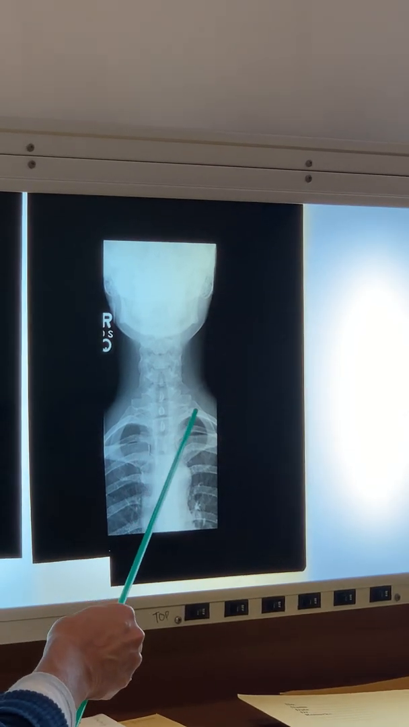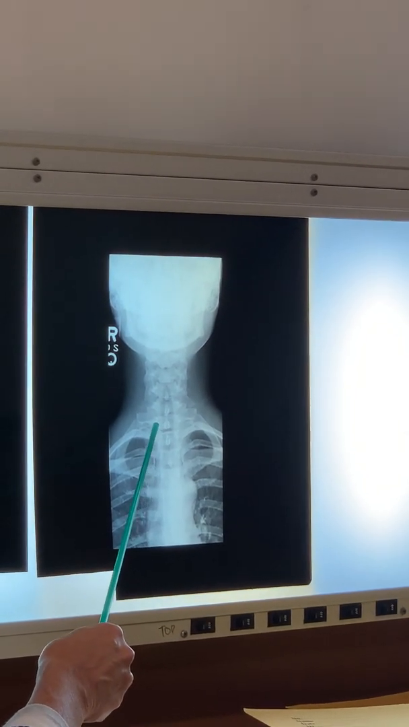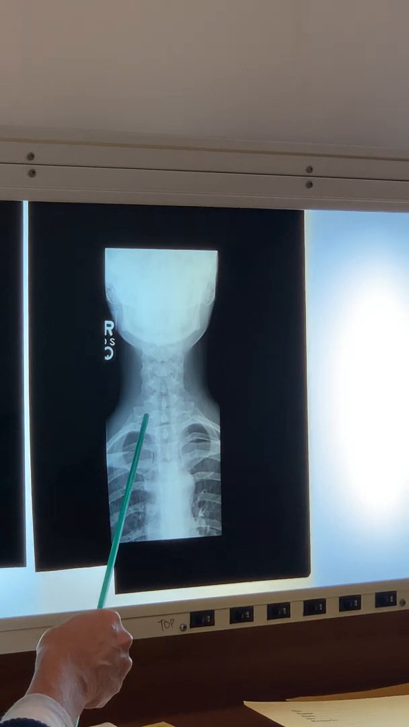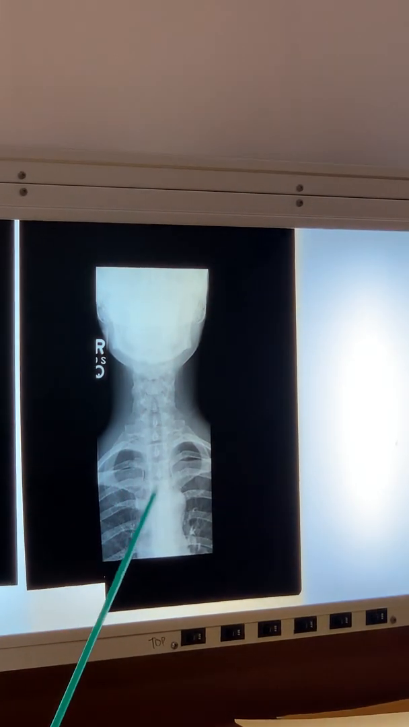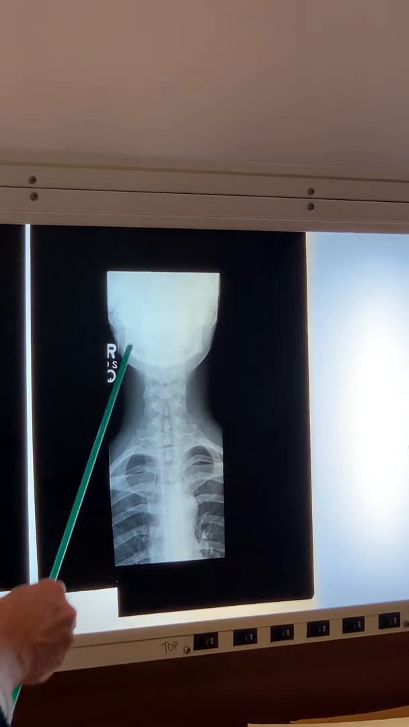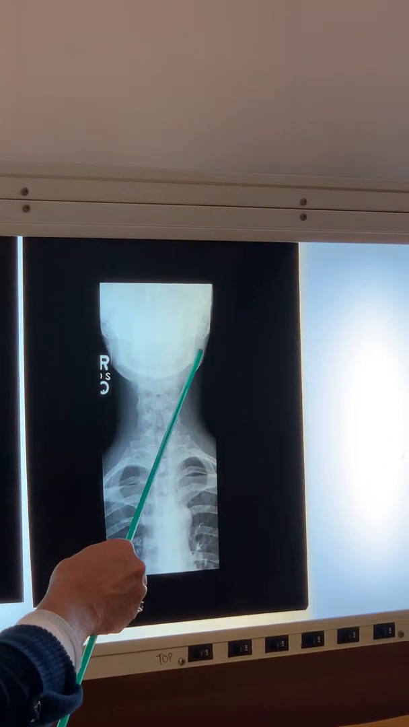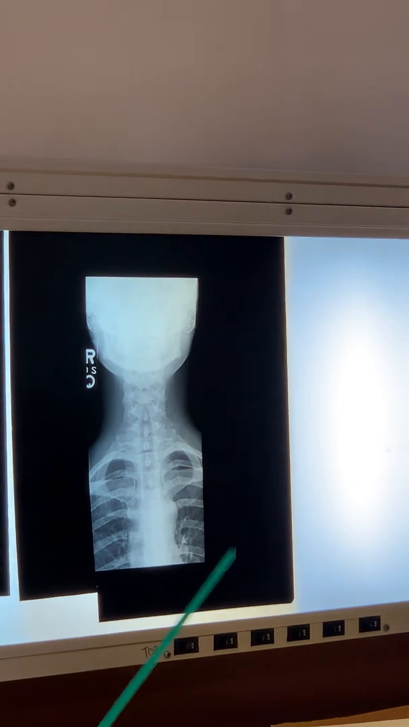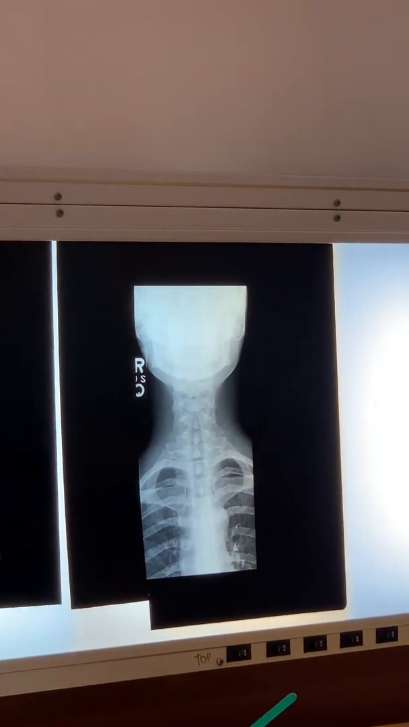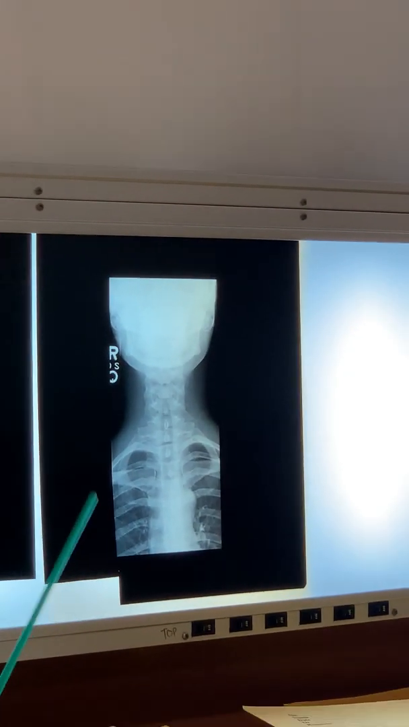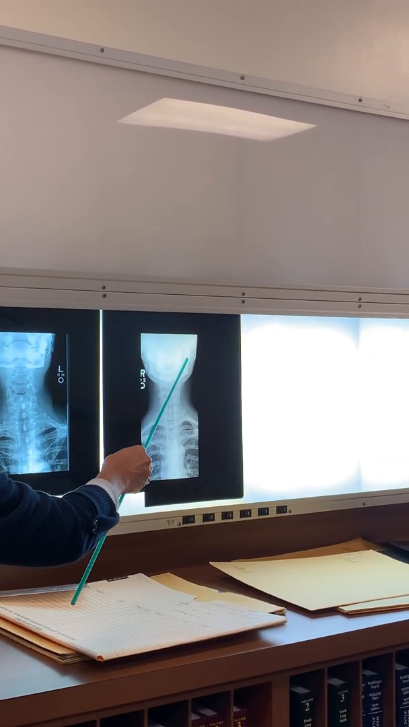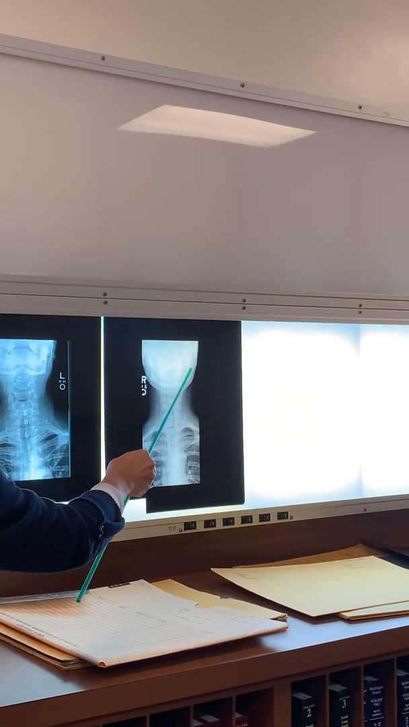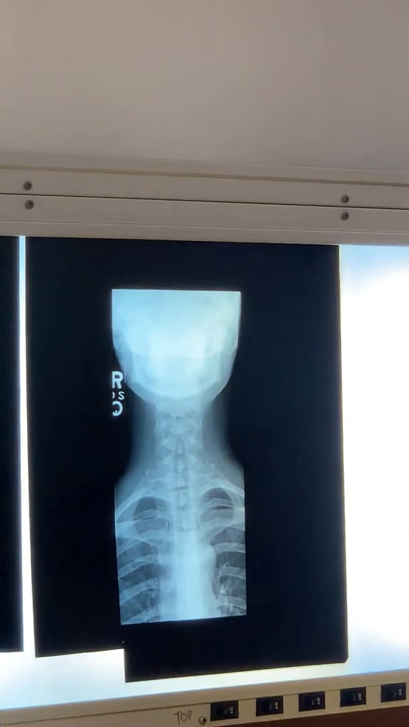So here's T1. 7, 6, 5, 4, and we got all that jumbled up. So the chin's in the way. This is the mandible here. See the gonion, also known as the angle. What's this then? Occipital bone. You can see the mastoid processes here.